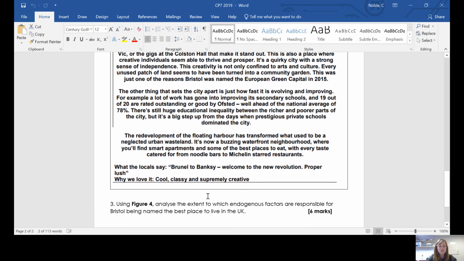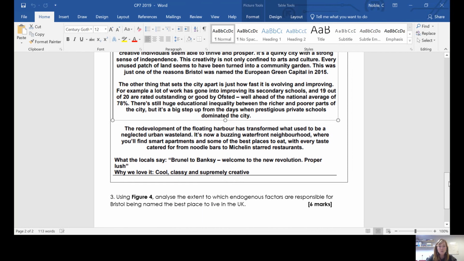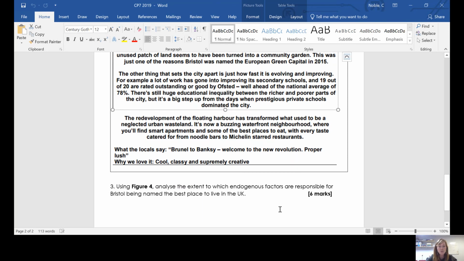The question then asks you, for 6 marks, to use the figure and analyse the extent to which endogenous factors are responsible for Bristol being named as the best place to live in the UK. There are a few things to note here. The first is that when the question says using figure 4, similarly to the previous questions, it's really important that you actually use it. By that it means don't just read it and then write your answer, but actually take things from it, whether it be facts and figures that are written in the article or small quotes from it to help you answer the question.